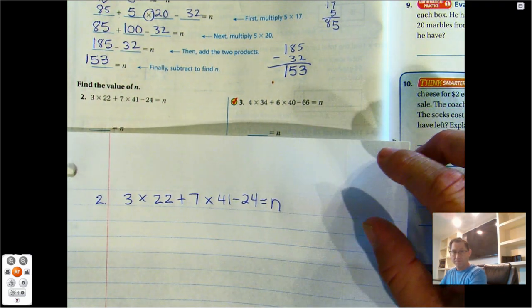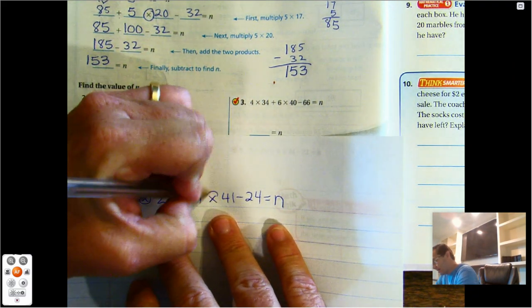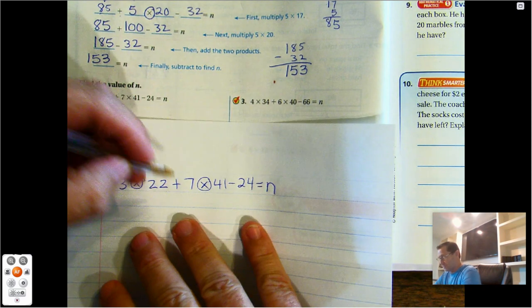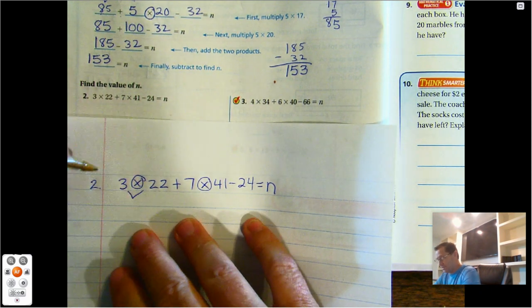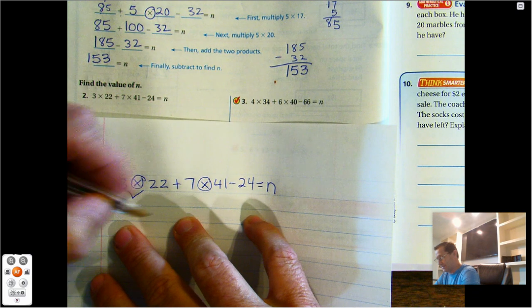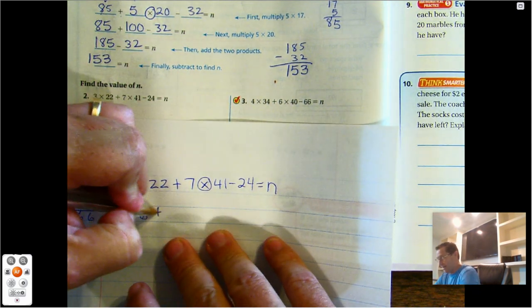So as I look at this, I see that I have 2 priorities. I have 2 multiplication problems that must be done first. So I'm going to do the 3 times the 22 first. 3 times 2 ones is 6. 3 times 2 tens is 6 tens. So 66. And then I'm going to rewrite everything else to the right exactly as it was already written.